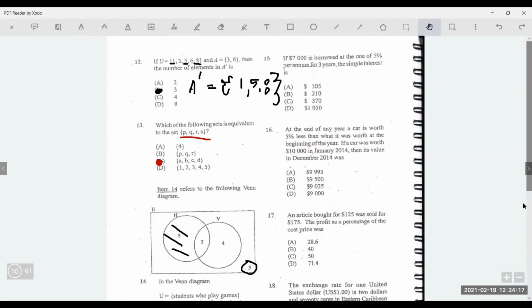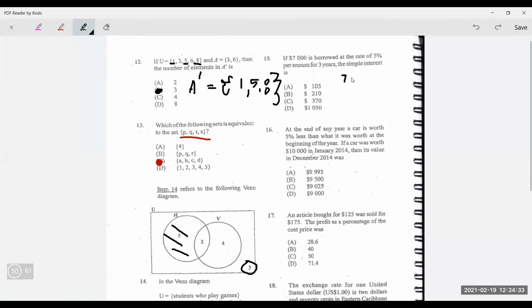Question, we go to 15. If $7,000 is borrowed at a rate of 5% per annum for 3 years, what is the simple interest? Remember, simple interest is equal to principal times rate times time. The principal is $7,000 multiplied by the rate of 0.05. I just converted it to decimal, multiplied by the number of years, which is 3.